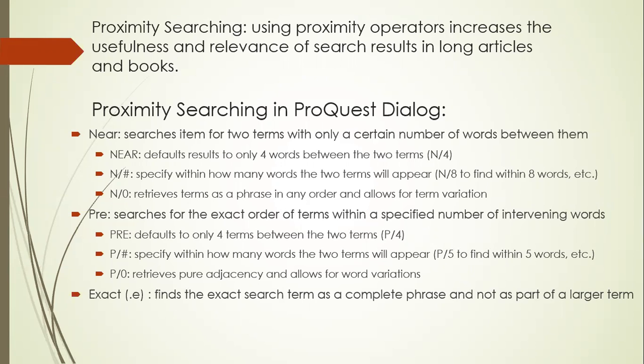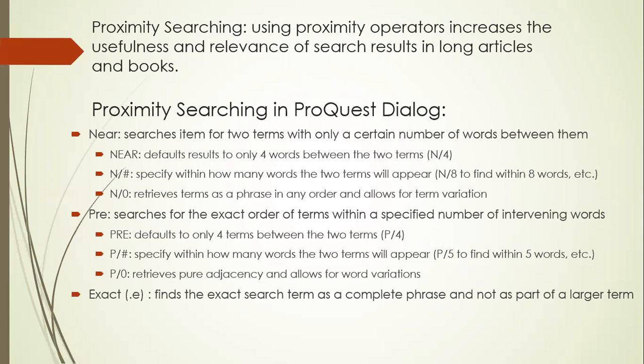The following proximity operators that are used in ProQuest Dialog are options to consider to increase the relevance of the articles that are pulled in your results. Our first operator is near. This searches the item for two terms with only a certain number of words between them. Just typing in near defaults to only four terms between the two terms. It would have the same effect as n/4.